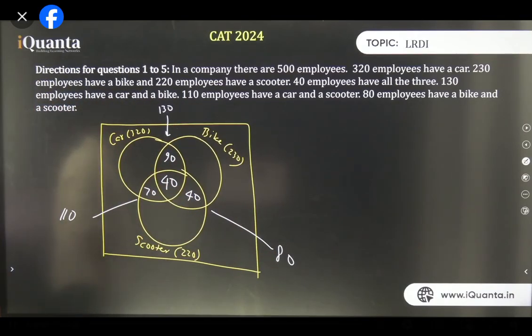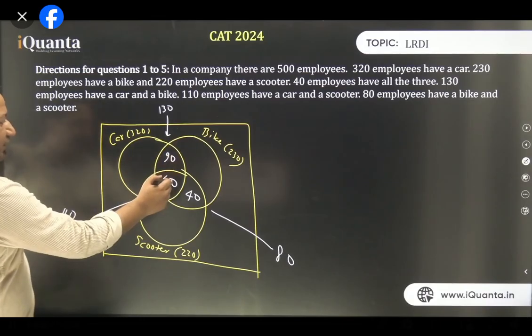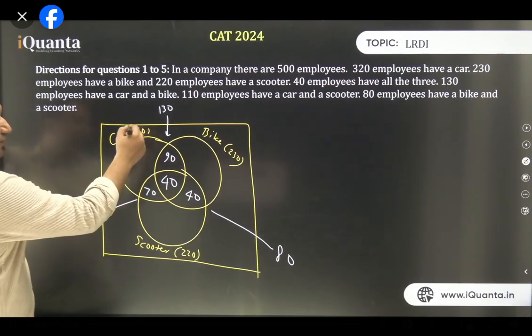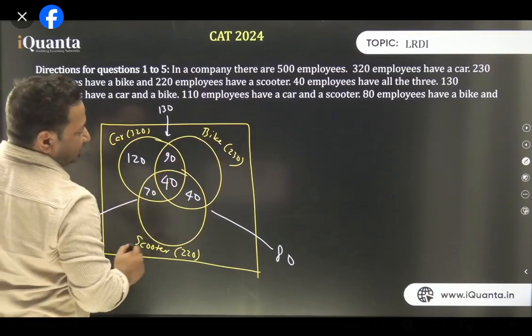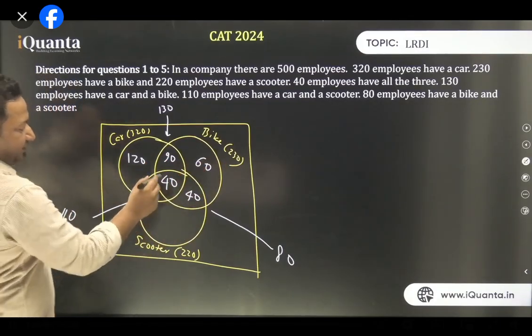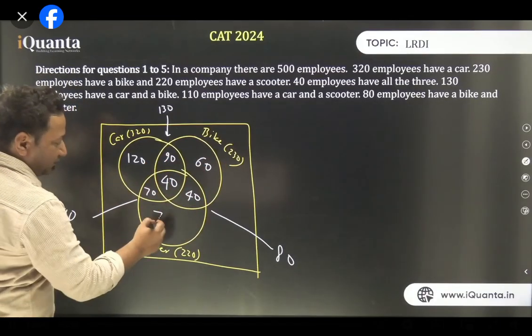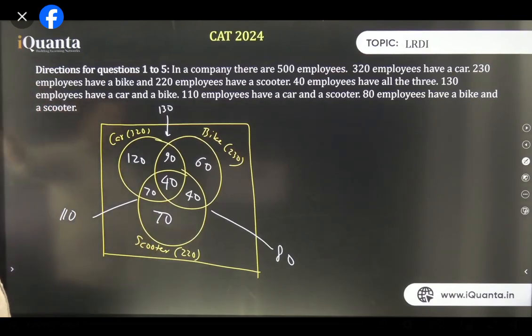Rest is very easy. 90 plus 40 plus 70 is how much? 200. This should be 320. So 320 minus 200, we have 120 over here. 90 plus 40 plus 40, we have 170. 230 minus 170, 60 over here. 70 plus 40 plus 40 is 150. 220 minus 150 is 70 over here. That's all. Solved.